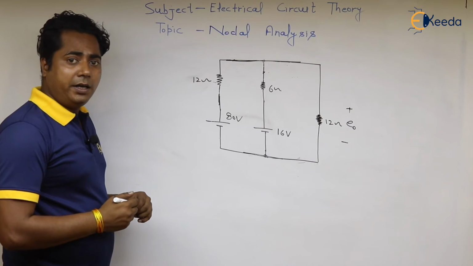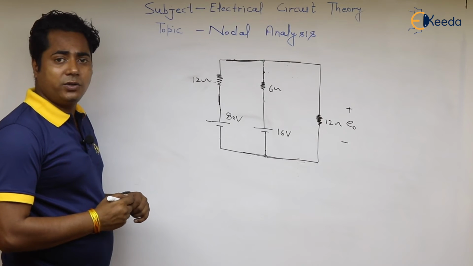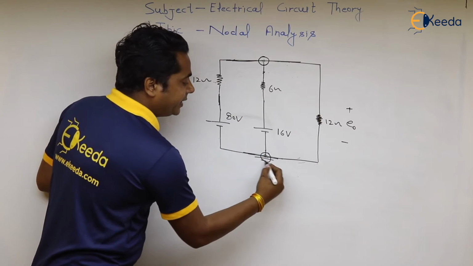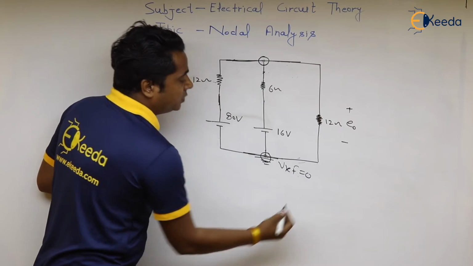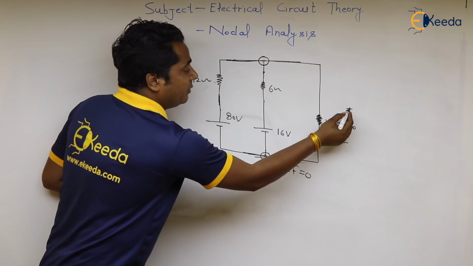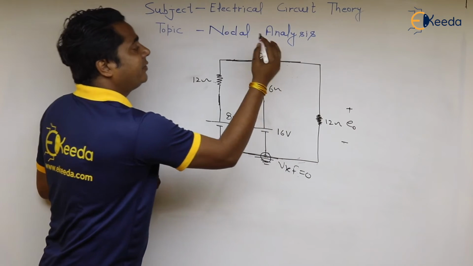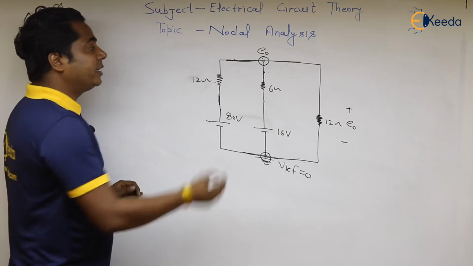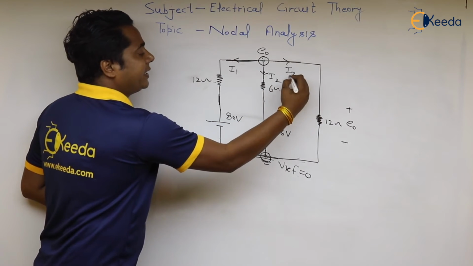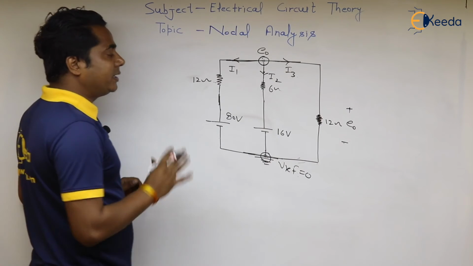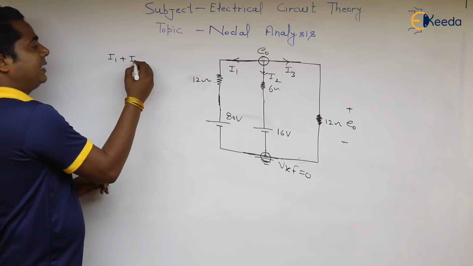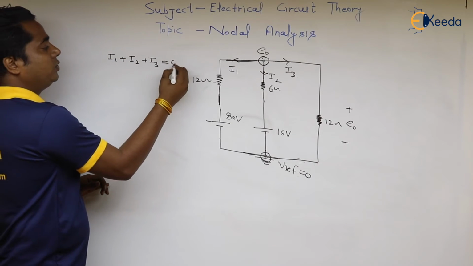We will apply KCL at the non-reference node. So this is your principal node, this is your principal node. This will be treated as V reference equal to 0, and if this is 0 voltage, then this will be E naught, and this value we have to find out. We will take the current directions randomly, I1, I2, I3. I am taking them outside, and there is no need to worry, the answer will be the same. The KCL is I1 plus I2 plus I3 is equal to 0.